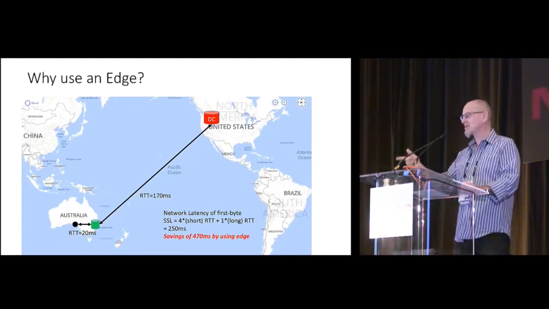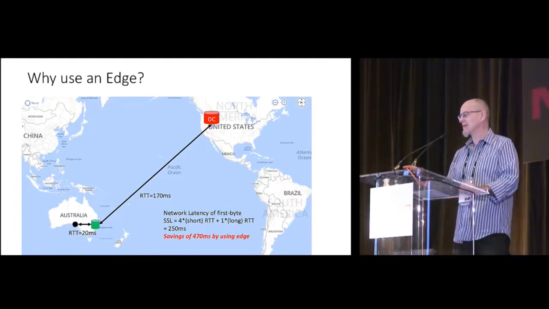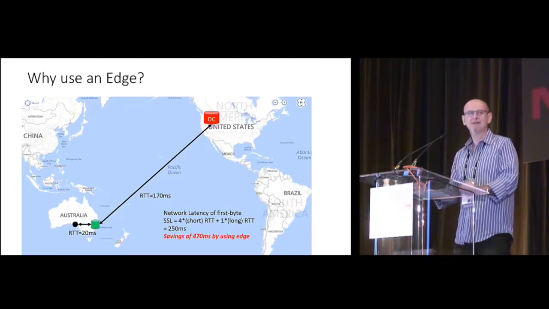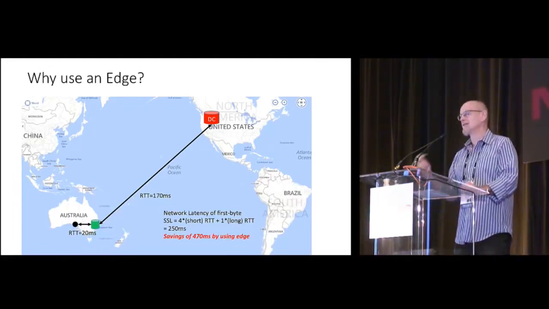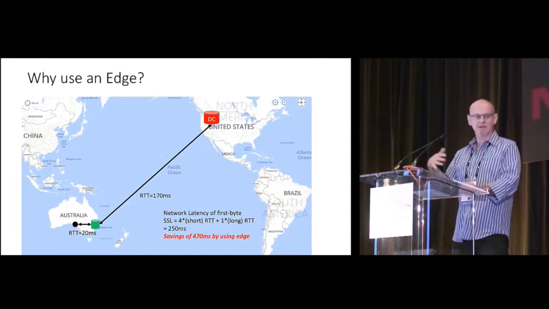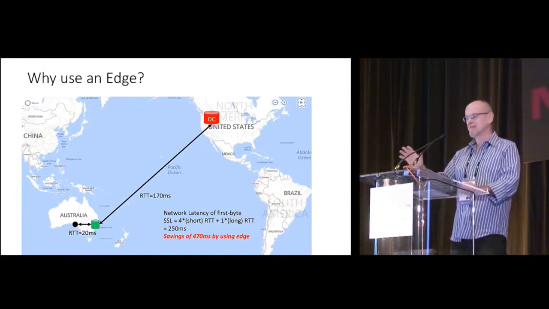So the math there is 4 times the 20 plus 1 times the 170. Now you're at 250 milliseconds. So we basically halved the time to get that first byte of the page to the user. So significant improvement. This is called split TCP, this principle overall. Didn't invent this, we just read about it.